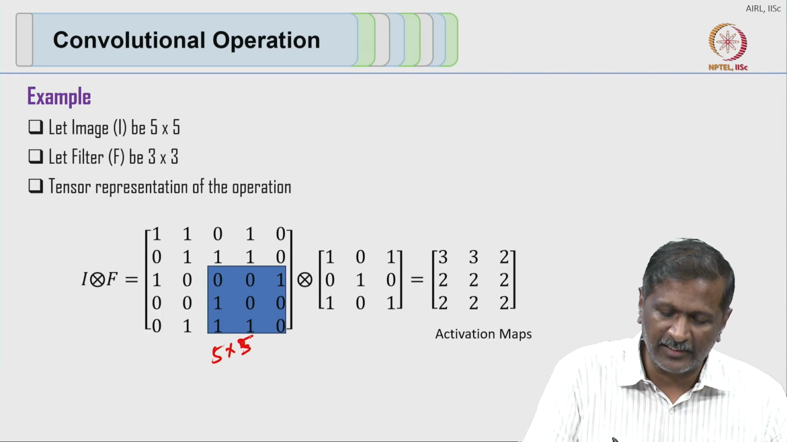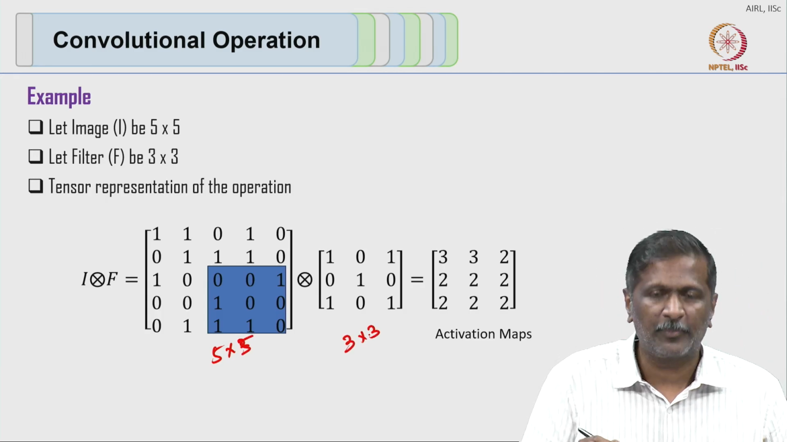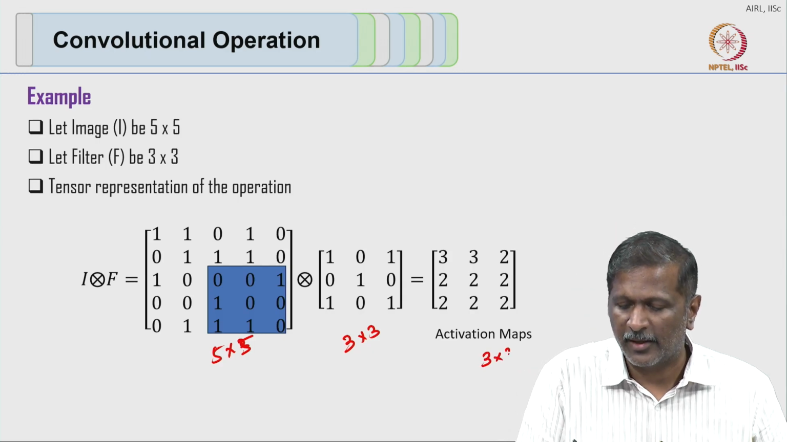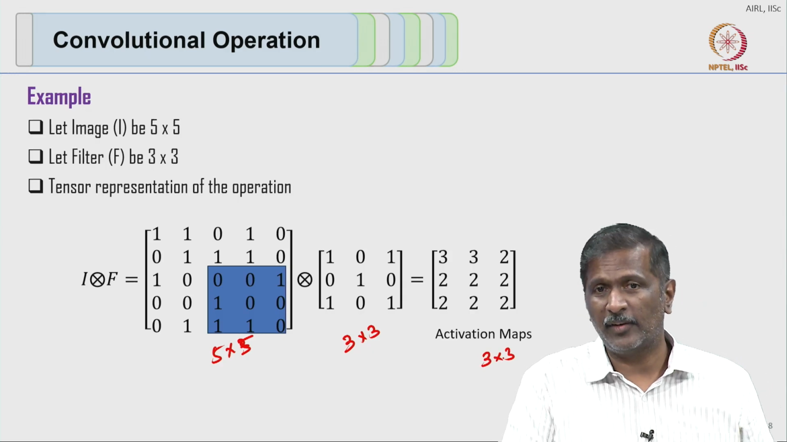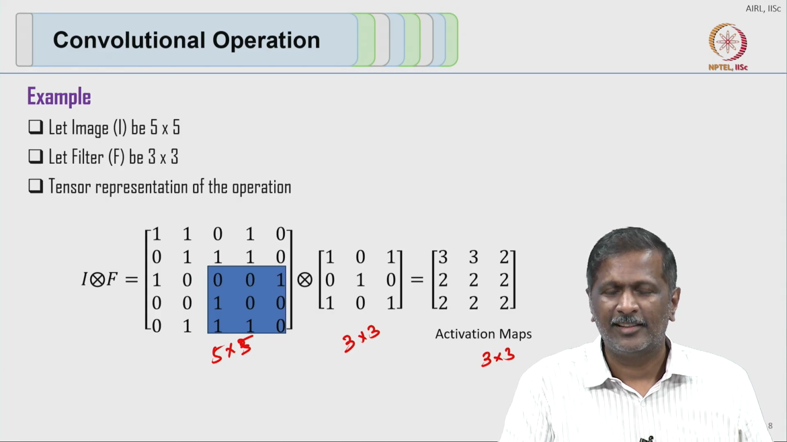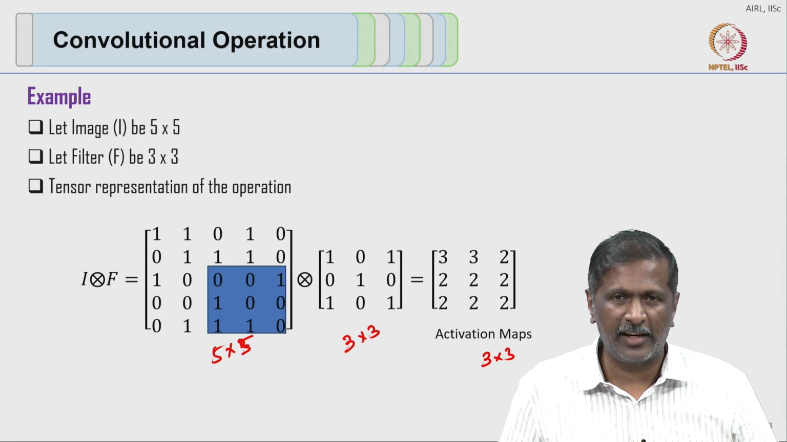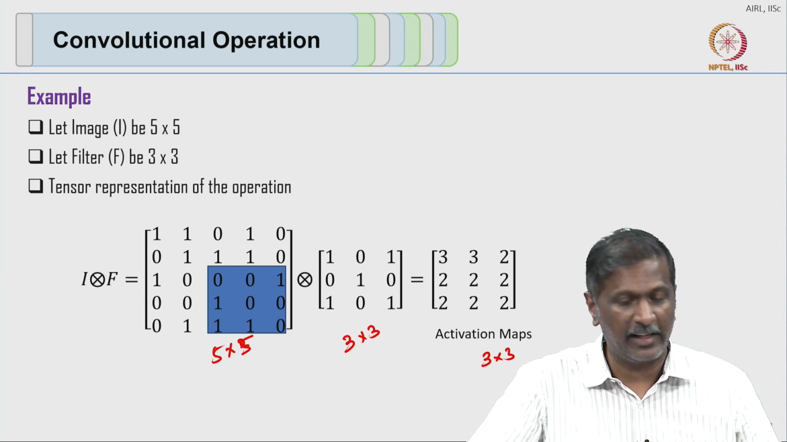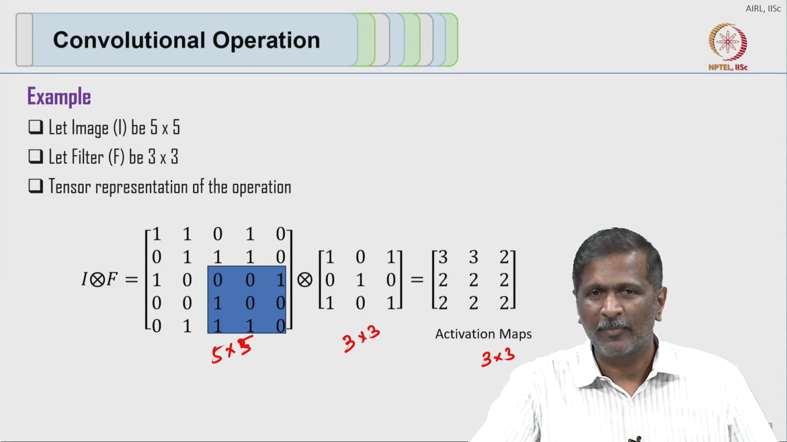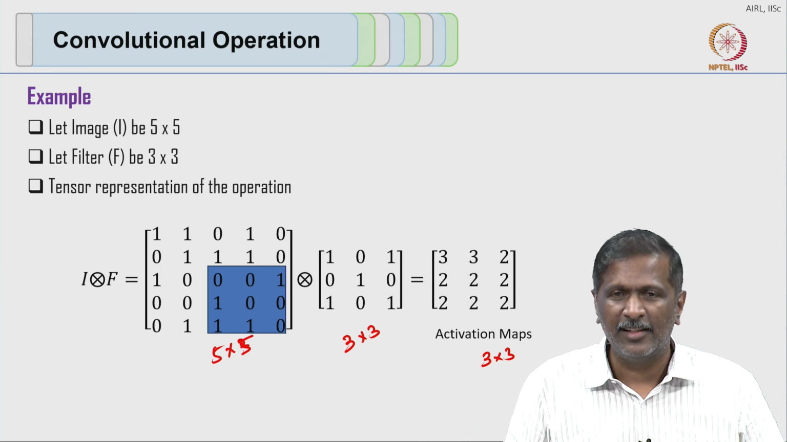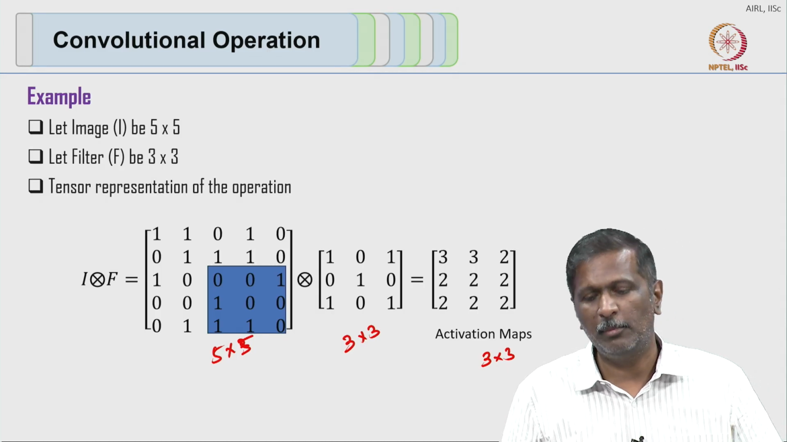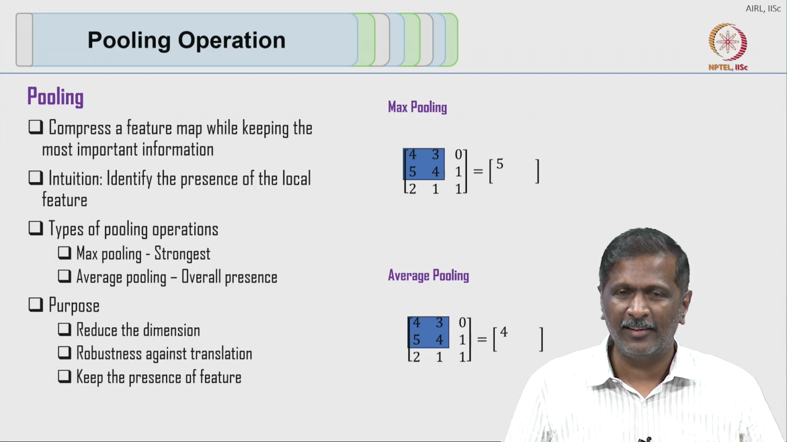My filter size is 3 cross 3. My activation map size is 3 cross 3. A 5 cross 5 image with the filter of 3 cross 3 resulted in an activation map of 3 cross 3. Okay. What happened to the activation map size? The activation map size is smaller when compared to the image, right.